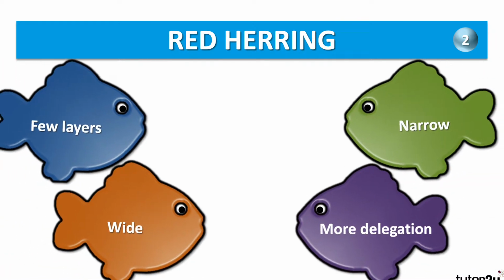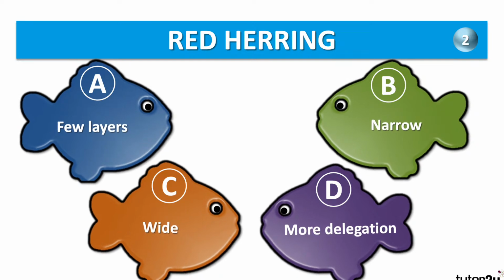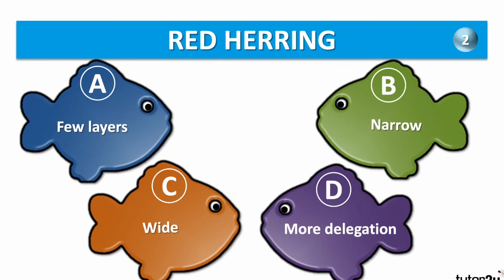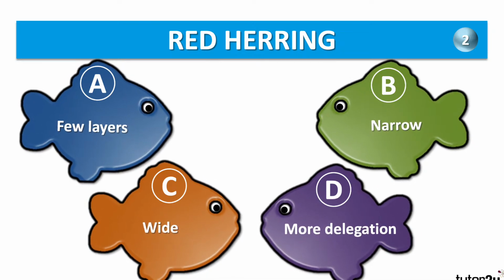So we should know the concept by now. So we've got a few layers: narrow, wide, and more delegation. What do we think? So one of those is a red herring. The other 3 are linked. I'll give you another clue. It's related to organizational design or organizational structures. So can we work out? So that's this link. It's not the red herring, it's the link, but the topic's organizational structures. But one of those is an odd one out. The other 3 are linked. So can we delve a little bit deeper and ascertain which of those is incorrect?